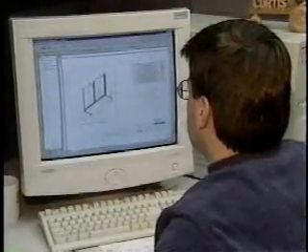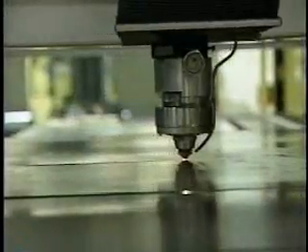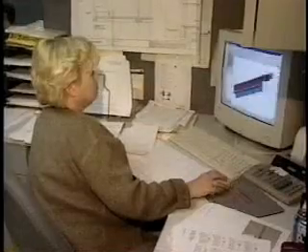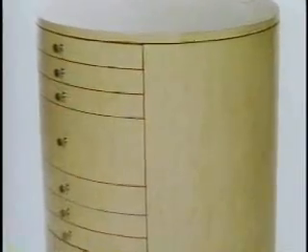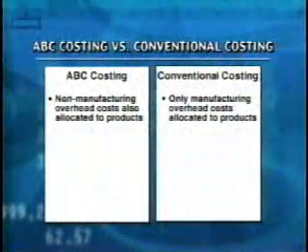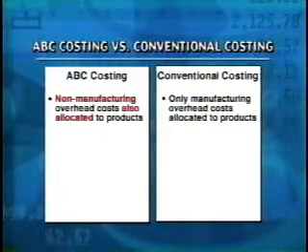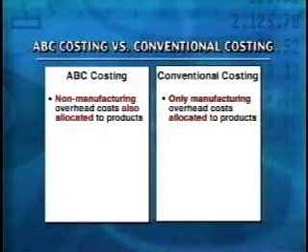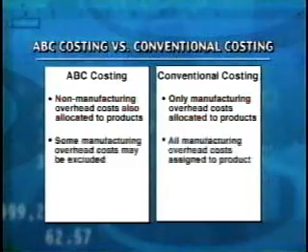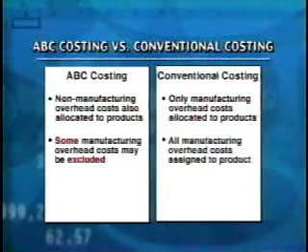Let's take a closer look at how ABC and conventional costing systems differ in the way they allocate overhead. For instance, the indirect costs of engineering a custom-designed product would not be part of the overhead allocated to a standard product. ABC allocates non-manufacturing as well as manufacturing costs. Conventional costing systems stick to manufacturing costs.